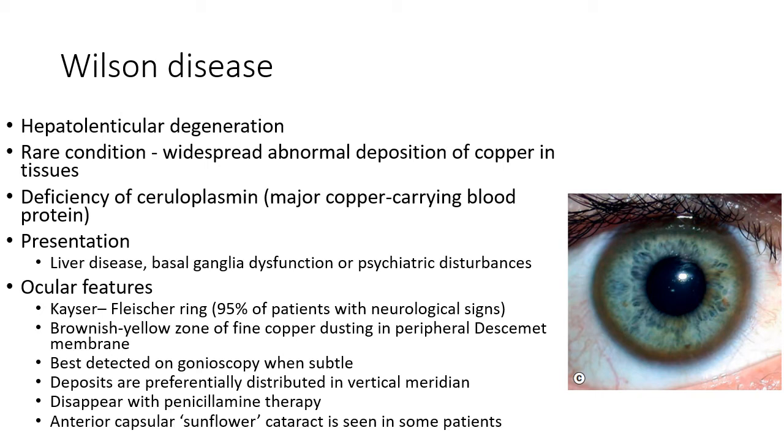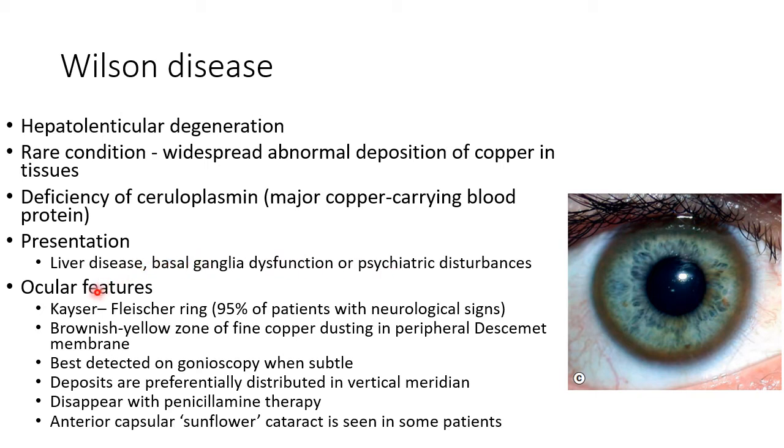Now let us discuss about Wilson disease. It is also known as hepatolenticular degeneration. It is a rare condition in which there is widespread abnormal deposition of copper in tissues. It occurs due to deficiency of ceruloplasmin, which is a major copper-carrying blood protein. The clinical features of Wilson disease include liver disease, basal ganglia dysfunction, and psychiatric disturbances.